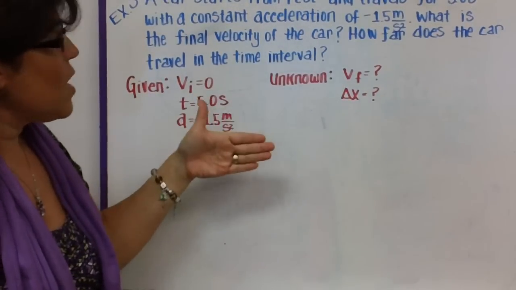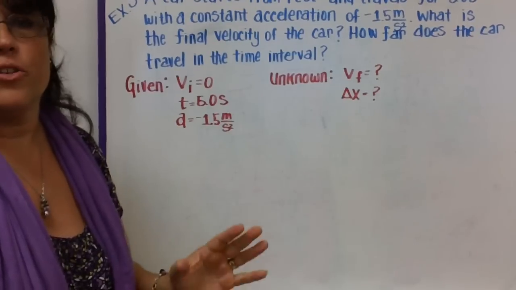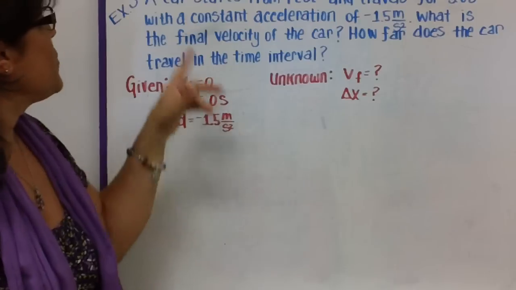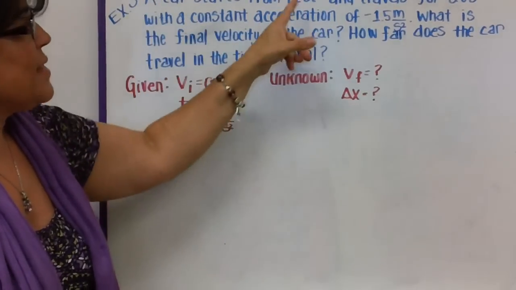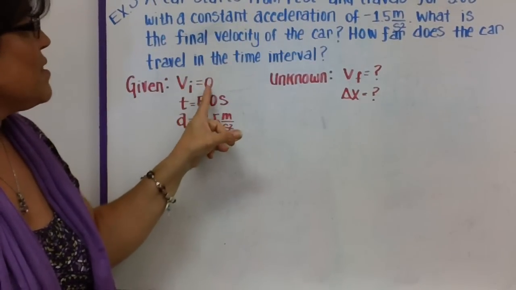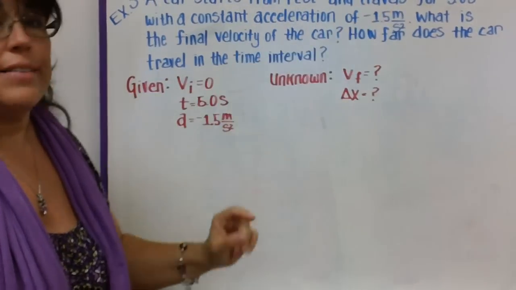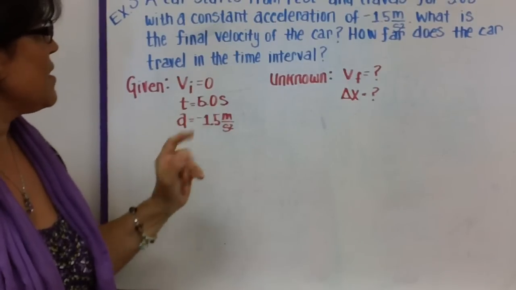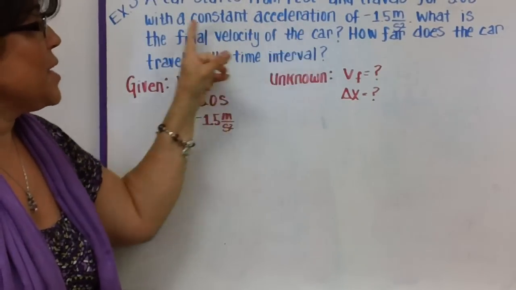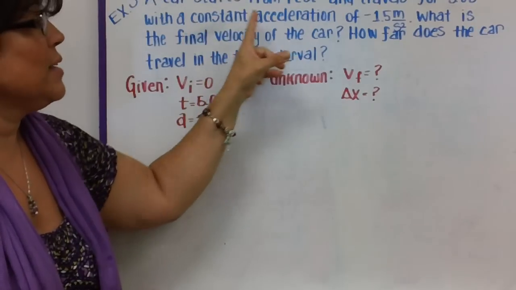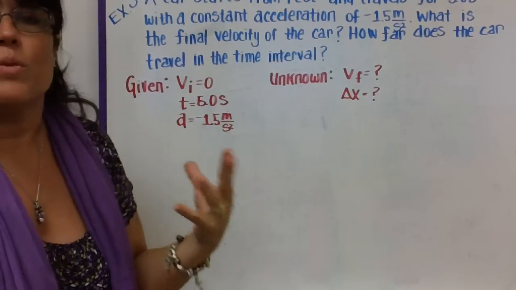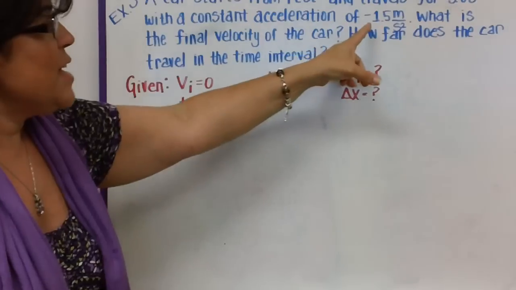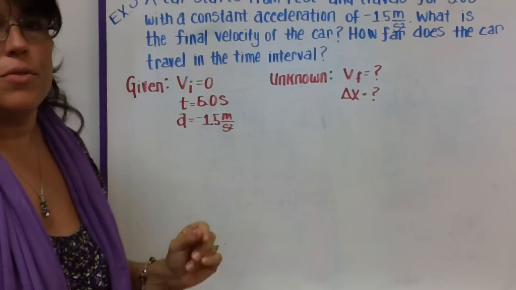So let's set this up, and then I'm going to have you pause the video and try to solve the problem and then come back. So we have a car starting from rest. That is telling us that our initial velocity is 0. It travels for 5 seconds, time is 5 seconds, with a constant acceleration. Once again, this is the key word, constant acceleration. That means we may use these equations.